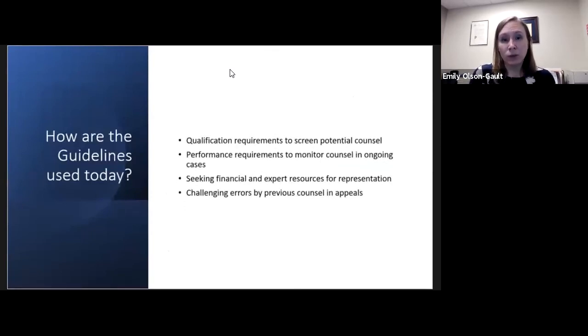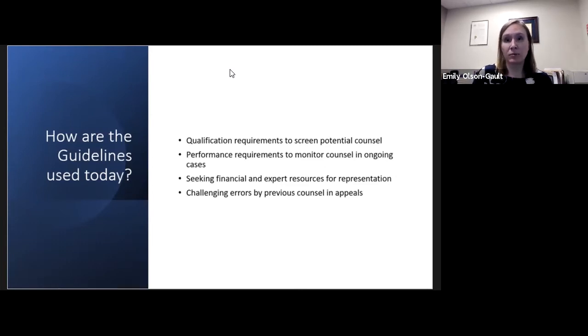One of the additional ways that we use the guidelines is to challenge errors by previous attorneys in death penalty appeals. We have the opportunity, I should say, in the United States of appealing death penalty convictions through the courts, through both our state system of courts and then our federal system of courts. And the guidelines are a critical tool in showing that the previous attorneys, the trial attorneys, did not meet their professional obligations.